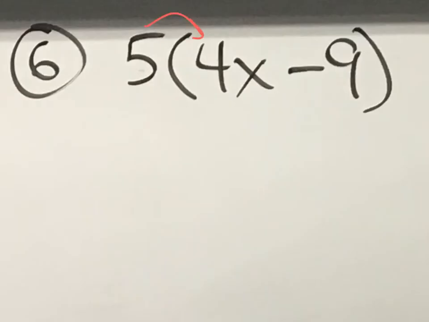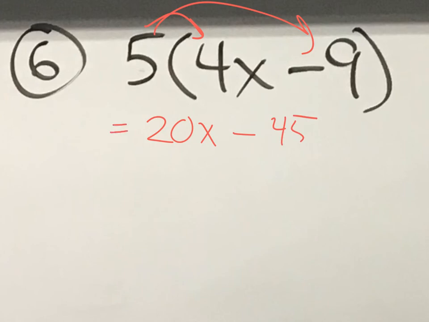5 times 4x, that is 20x. 5 times negative 9 is negative 45. That's it, you're done. Moving on to number 7.